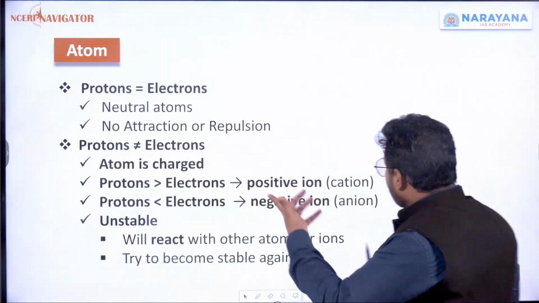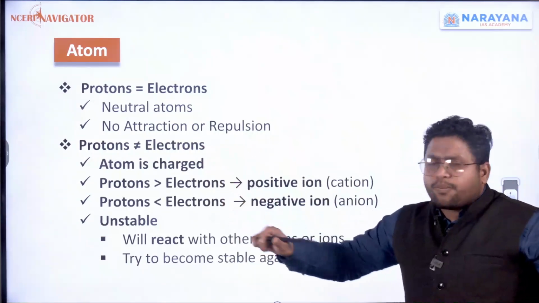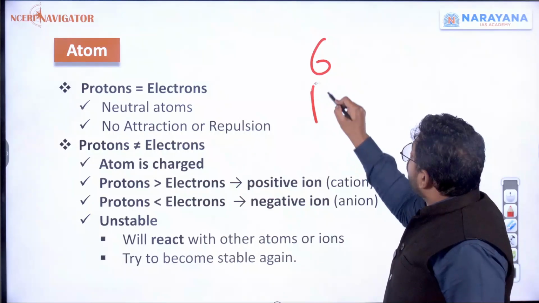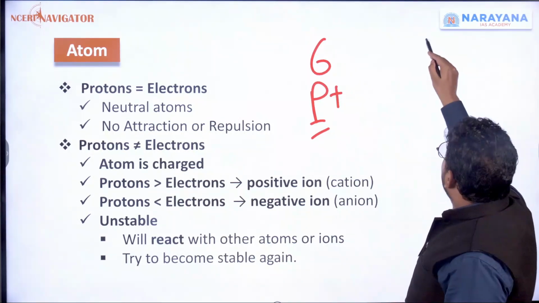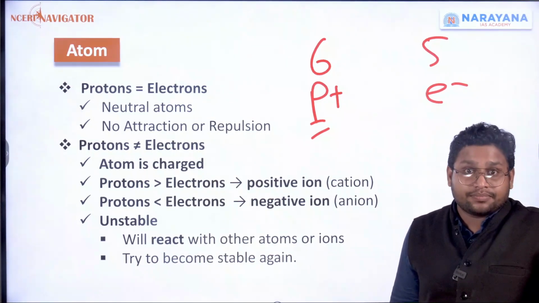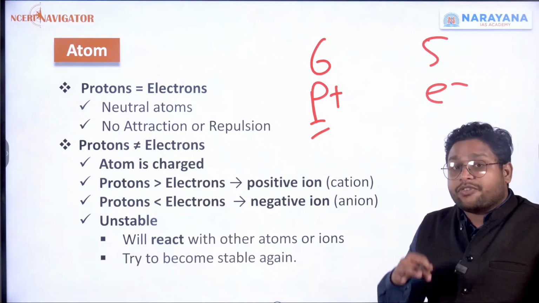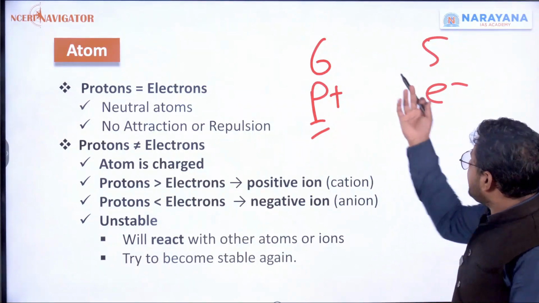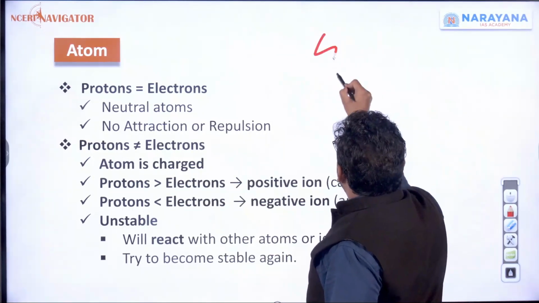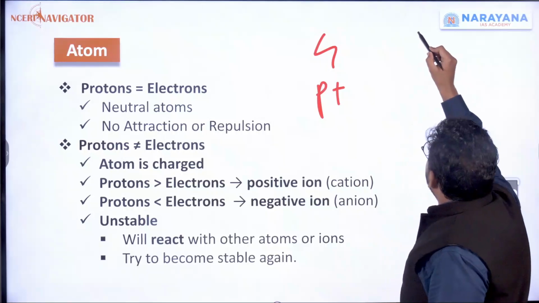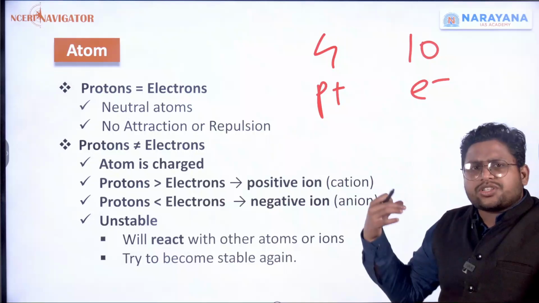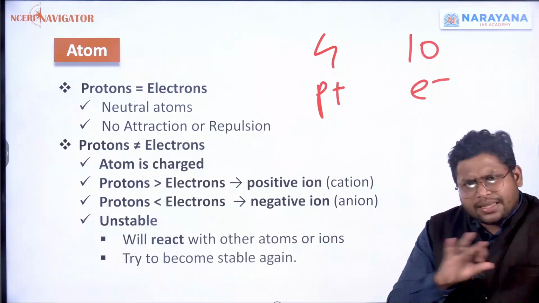Okay. Now what happens if the number of protons is not equal to the electrons? Let's say there's an atom in which there are 6 protons, P plus, and only 5 electrons. Now this is not stable. Certainly this atom will not be a stable atom. Or the exactly reverse situation can also be there. Let's say there are 5 protons and 10 electrons, just for the sake of example. So it could be a situation wherein protons are more or electrons are more.